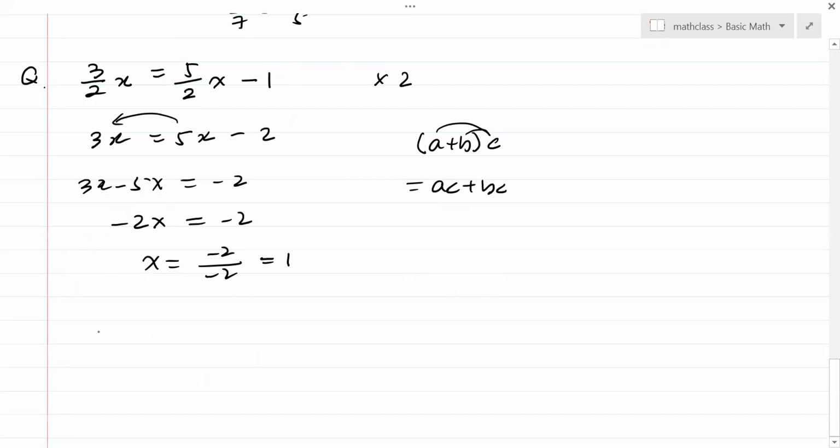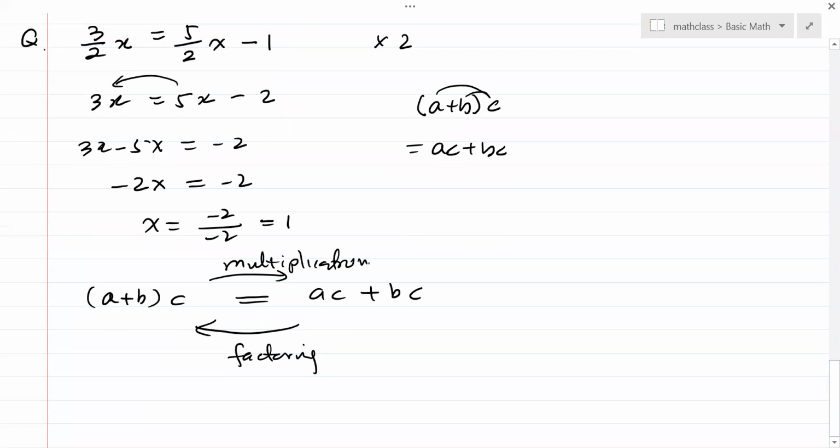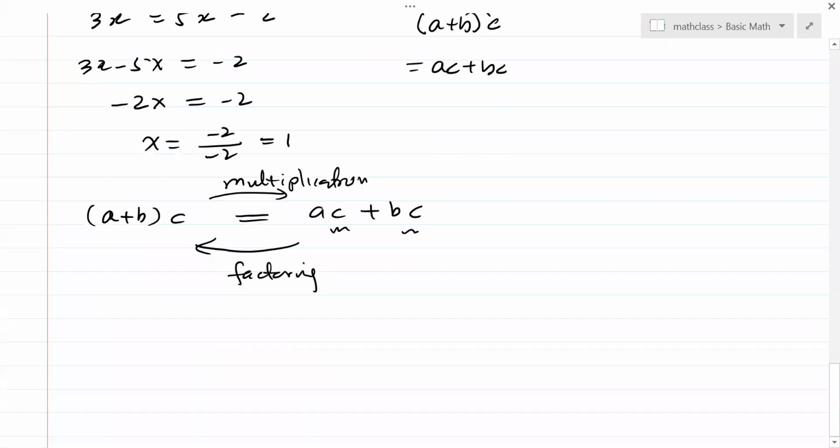Speaking of this, let me talk about this. If I have A plus B times C equals AC plus BC, from this side to this side, we call it multiplication. From here to here, we call it factoring. So in the future, we're going to study factoring. This is called the inverse procedure, the reverse of multiplication. If they are already multiplied out, but there is a common factor, you can take it out.